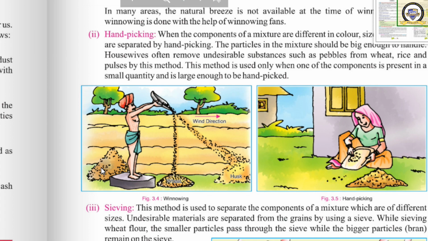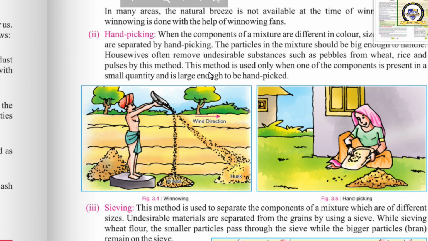See here, a man is performing winnowing. He is standing at a height, dropping the mixture down. The heavier wheat grains fall straight to the ground because of gravitational pull, and the chaff is carried away by the wind and separated. The mixture gets separated.